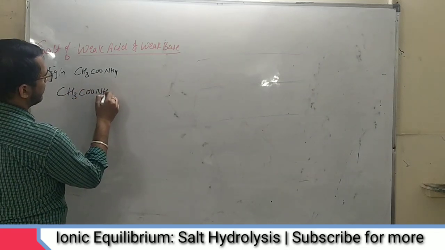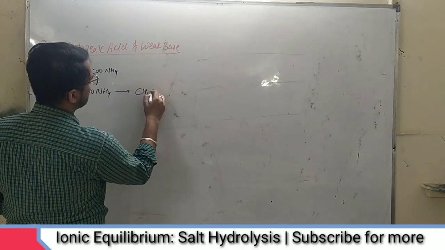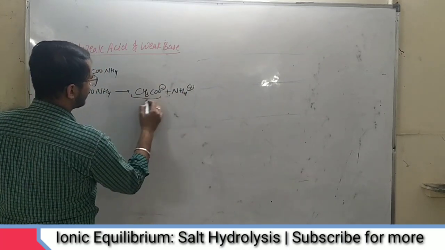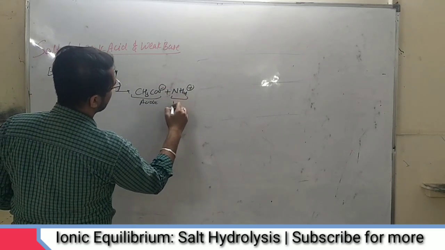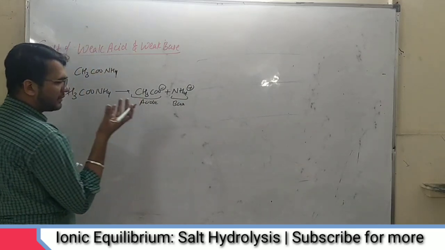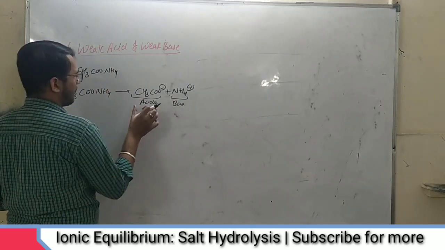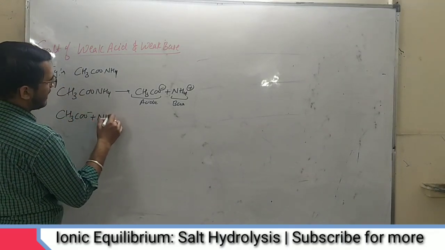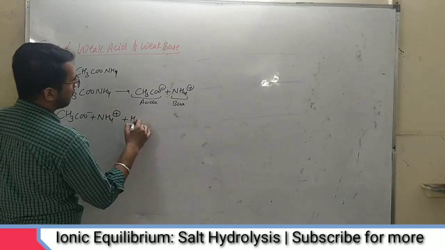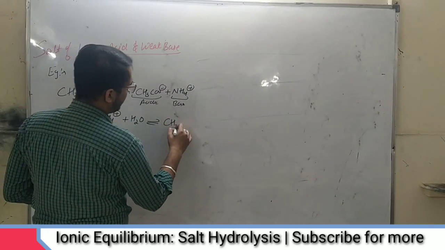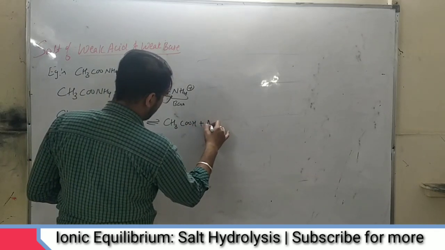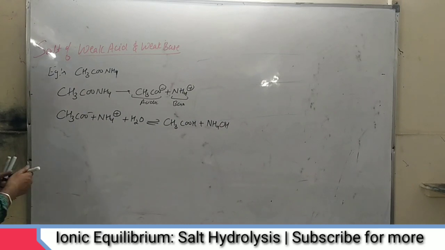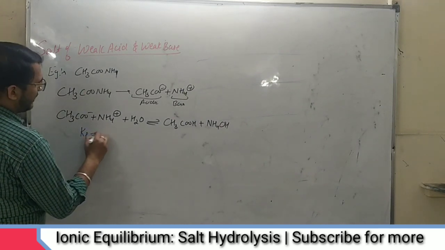CH3COONH4 contains CH3COO negative ions and NH4 positive ions. This is the acidic part and this is the basic part, meaning the part which has come from an acid and the part which has come from a base. So basically CH3COO negative plus NH4 positive are poured in water to form CH3COOH plus NH4OH.